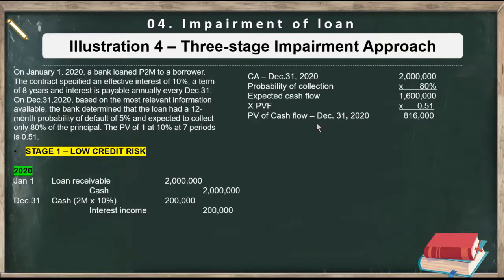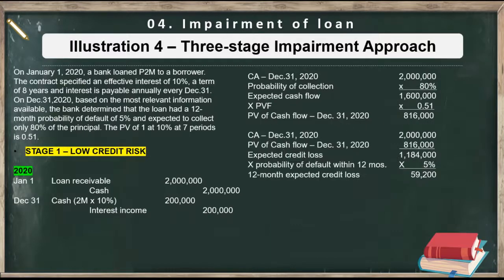So the present value of cash flow at the end of the year is 816,000. So kung basihan nato ang present value niya, 816,000 ang makolek. Then balik ta. So the carrying amount is 2 million. So this is before adjustment. Then the present value of cash flow is 816,000. So ang expected nga credit loss if the present value is 816, ang pwedeng mawa sa tuwa kay 1,184,000.